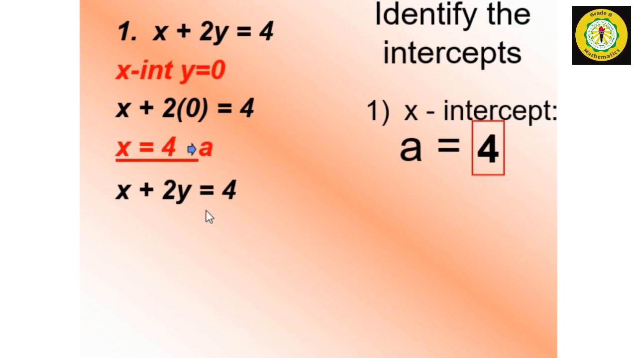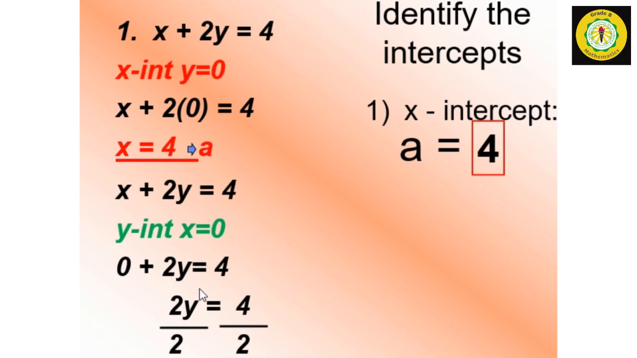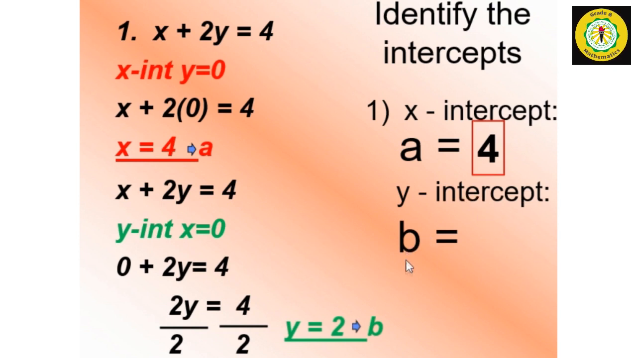Now, let's find the y-intercept. For the y-intercept, x is equal to 0. So, i-substitute natin. We have here 0 plus 2y equals 4. So, we need to simplify. We need to divide both sides by 2. So, y equals 2 or b equals 2 for our y-intercept.